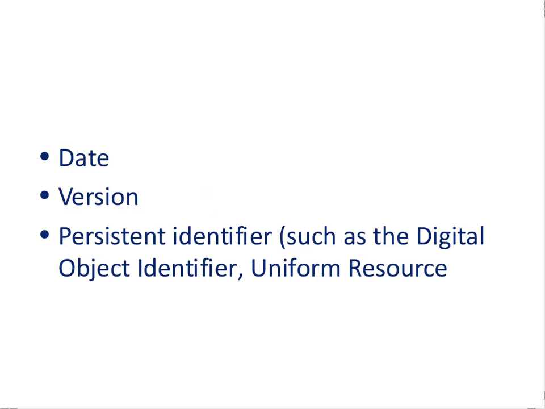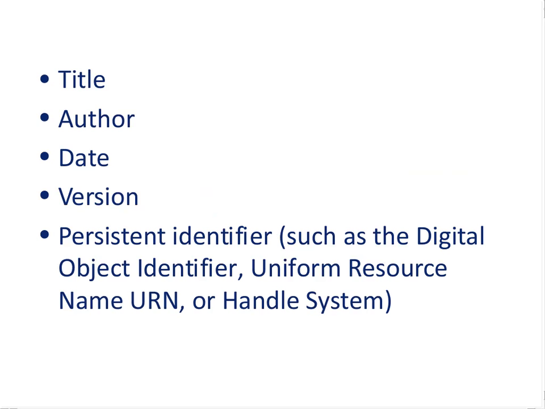These are the 5 things we recommend with every data citation: title, author, date, version, and some sort of persistent identifier. We use digital object identifiers, just as long as it's persistent and can point back to the data source.